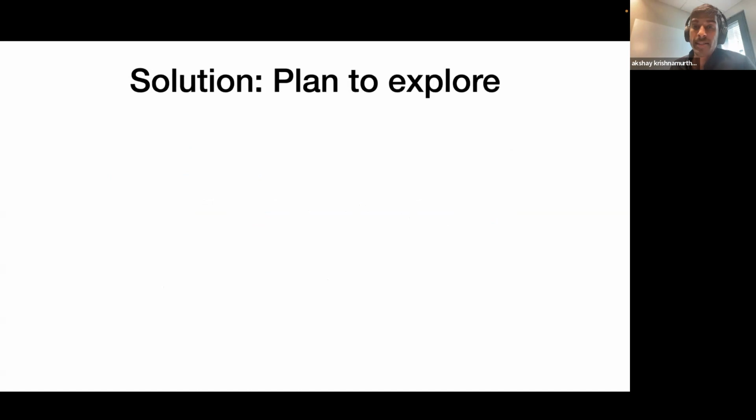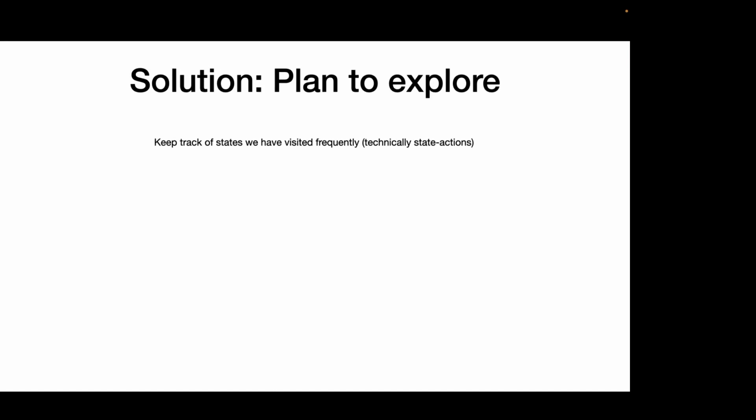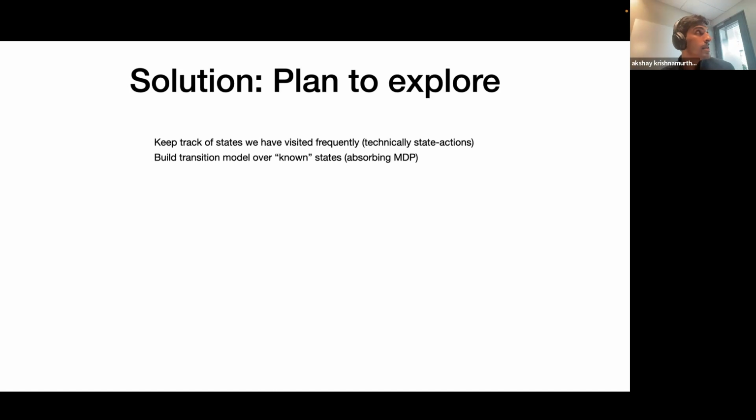So this is the idea of planning to explore. And the idea is somehow we should keep track of the states and actions that we've seen many times or visited frequently. And then, here's one way to implement it: build a transition model over the stuff we've seen many times. And so this will be like, if we've seen something many times, then maybe by concentration, we can argue that the dynamics we can estimate there are actually quite accurate.